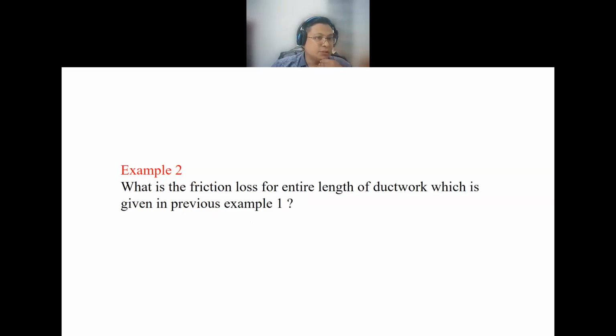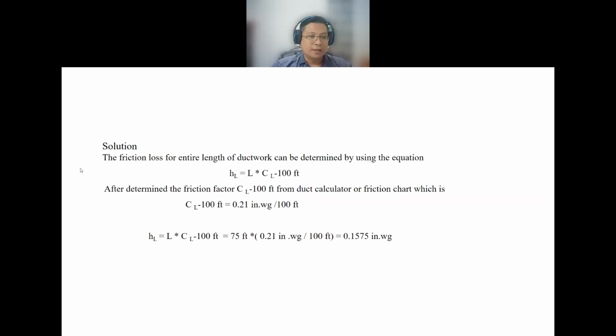So example 2, we will use the first example, but the question will be asked about something else. What is the friction loss for the entire length of duct, which is given in previous example 1? Okay, we can calculate by the head loss formula, just introduced before. HL equals L times CL per 100 feet, after determining the friction factor. Okay, CL, where do you get CL? From the duct calculator. Because we already have the dimension, just plot the dimension, and then we can get other information like the airflow volume and friction per 100 feet.